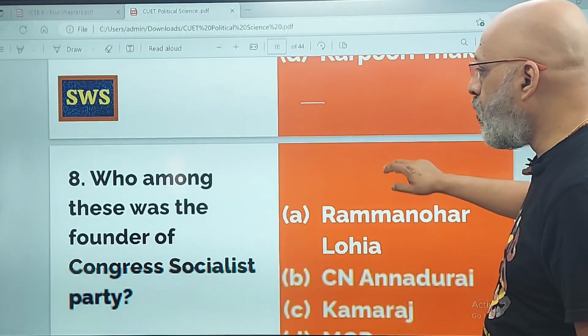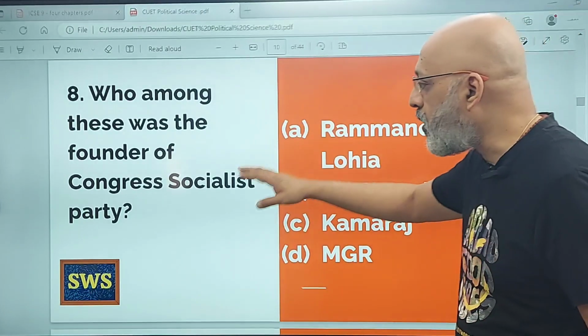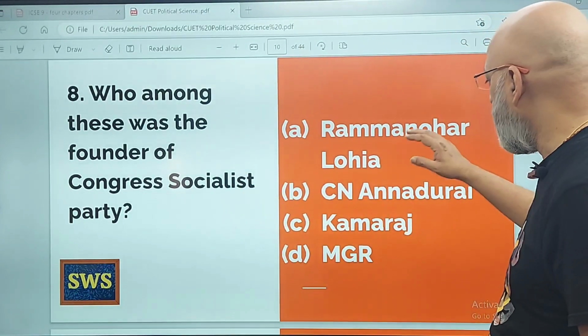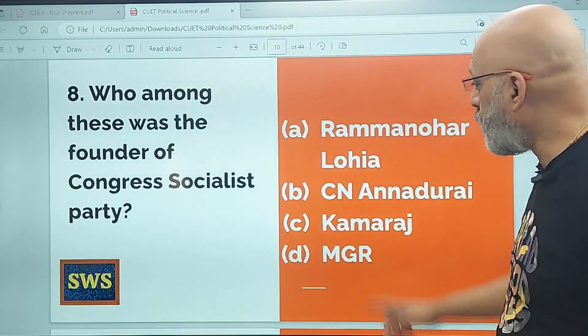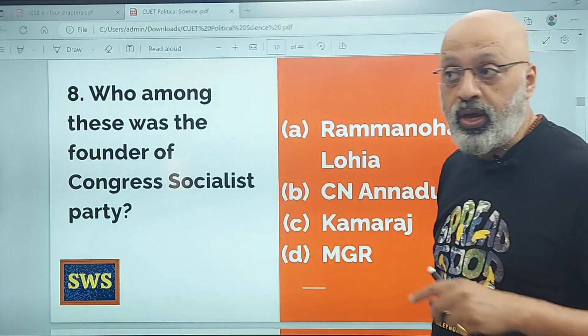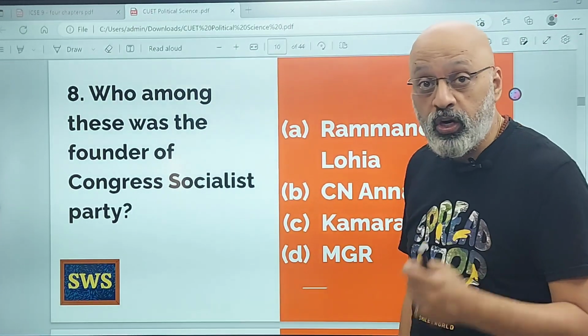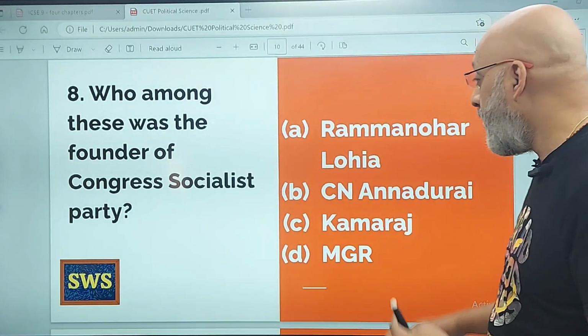Who among these was the founder of the Congress Socialist Party? Ram Manohar Lohia, C.N. Annadurai, Kamraj, or MGR? The correct option is A, Ram Manohar Lohia. If any of you lives in Delhi, you will be familiar with the Ram Manohar Lohia Hospital.